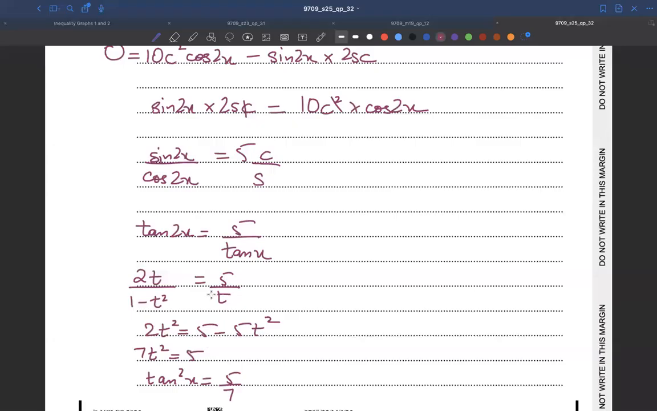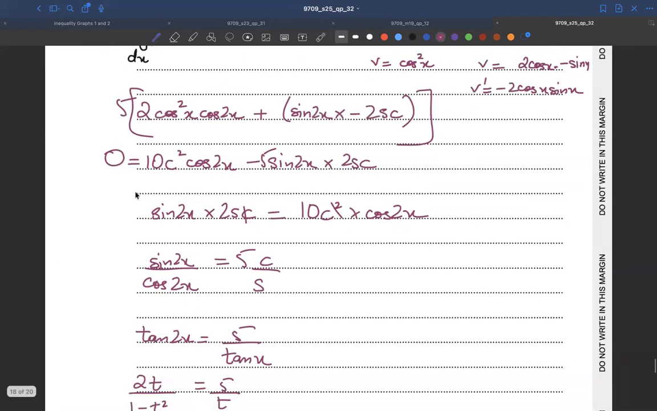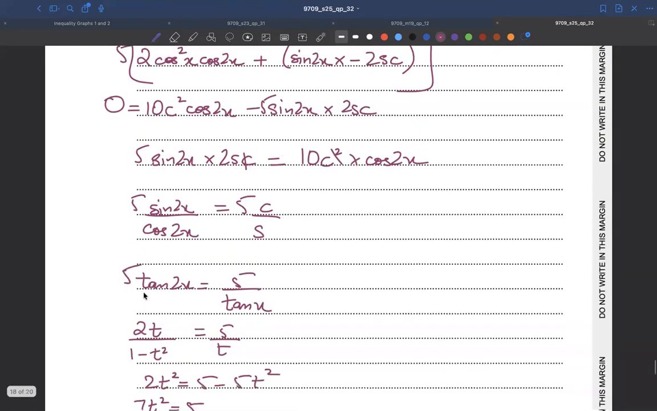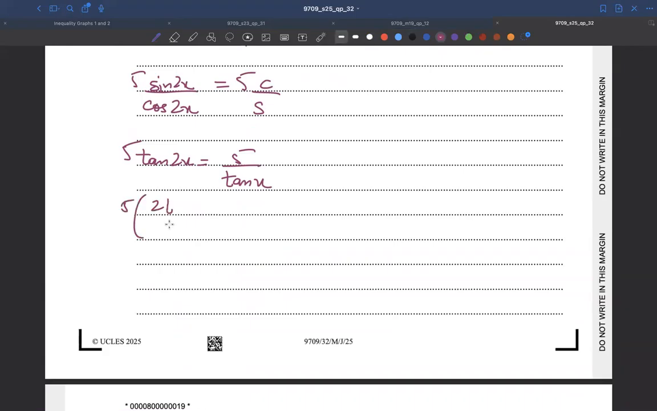And just one correction, we did not multiply the 5 over here. So we had to multiply by 5 over here as well. This would have been a 5 over here, and this would have been a 5 over here as well. So this would become 5 times 2. So this would have been 5 into 2 tan upon 1 minus tan squared equals 5 upon tan.